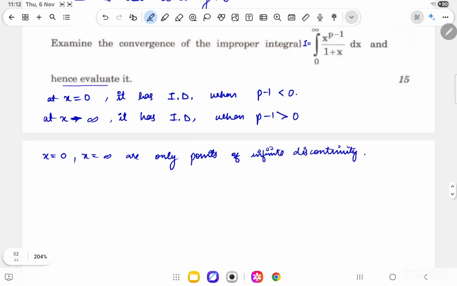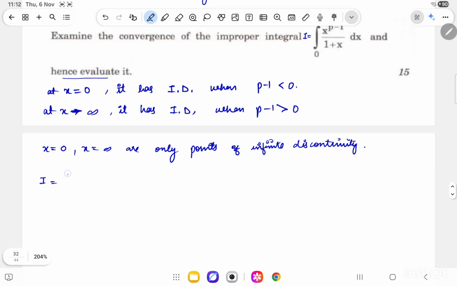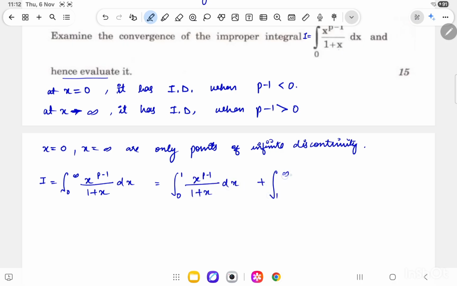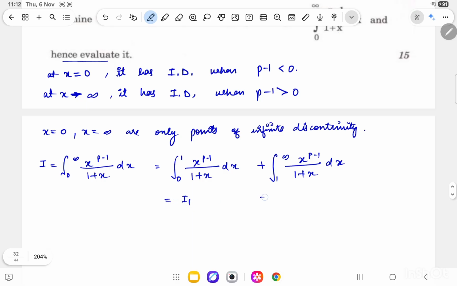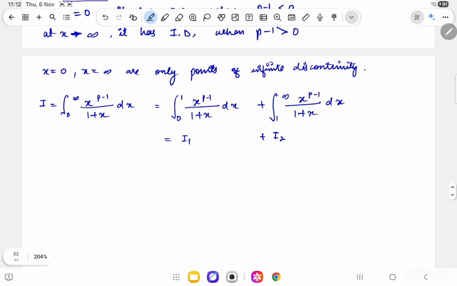Now the next step should be to break the integration into 2 parts. So our I is integration from 0 to infinity of x raised to p minus 1 over 1 plus x dx, which equals integration from 0 to 1 of x raised to p minus 1 over 1 plus x dx plus integration from 1 to infinity of x raised to p minus 1 divided by 1 plus x dx. Now let's name them I1 plus I2 for simplification. So first we'll check convergence of I1 and then we'll move on to check convergence of I2.